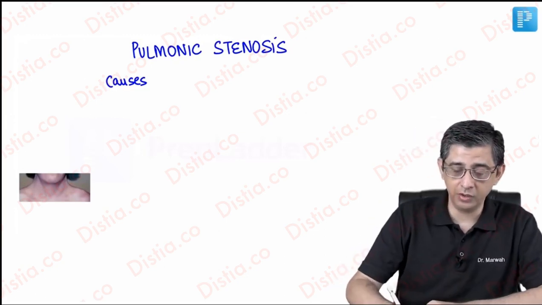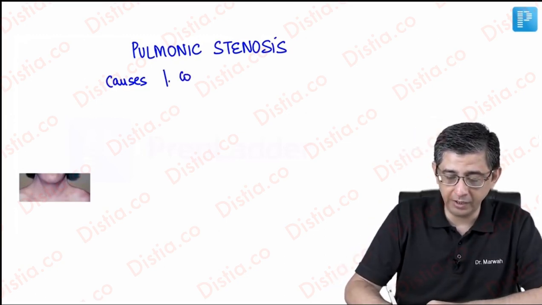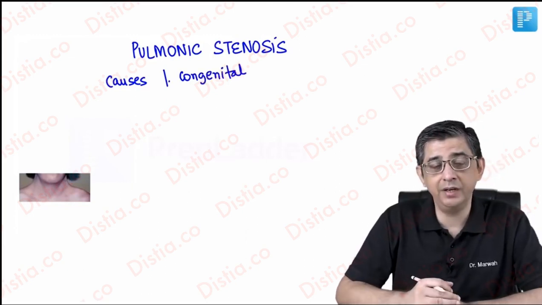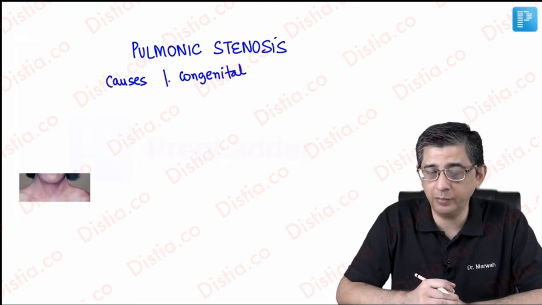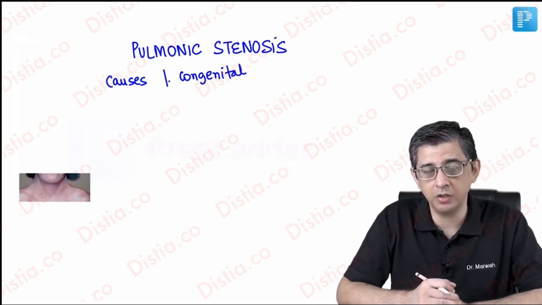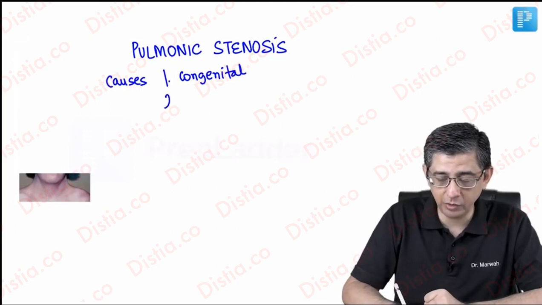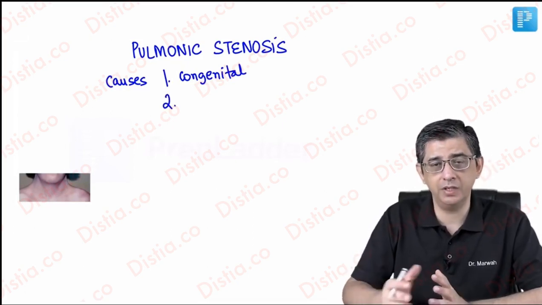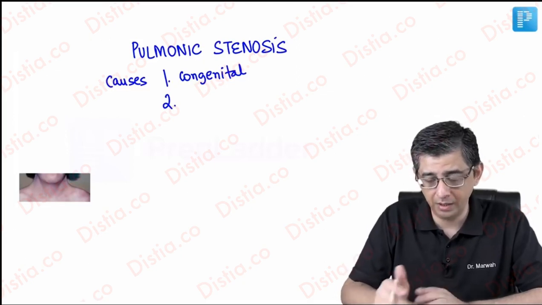Now when we focus on the causes here, the number one cause would be congenital, and at this juncture I want to repeat the statement that in tetralogy of Fallot we do not have a pulmonic stenosis. TOF would have a subpulmonic stenosis. Here I'm talking about isolated pulmonic stenosis. So this is primarily, or in most cases, a pediatric presentation.